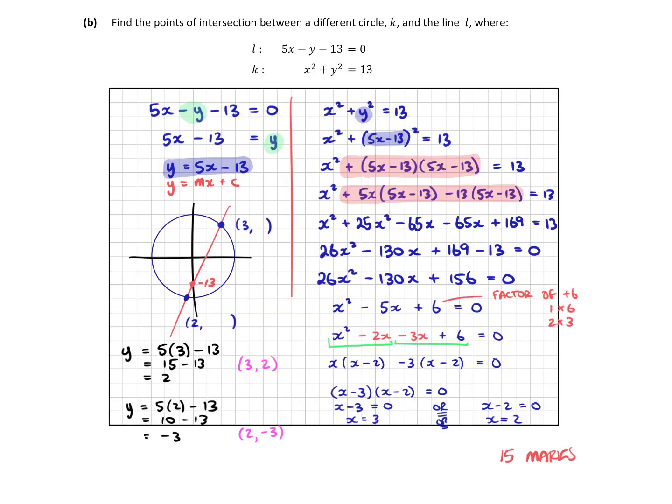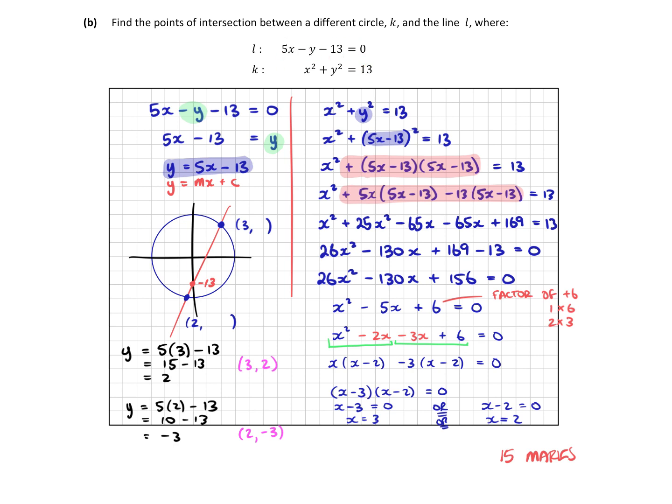So the next part is find the point of intersection between a different circle K and the line L. You've got a circle and you've got a line. Circle's obviously this one with a centre of 0, 0 and a radius of the square root of 13. This one here is obviously a line.